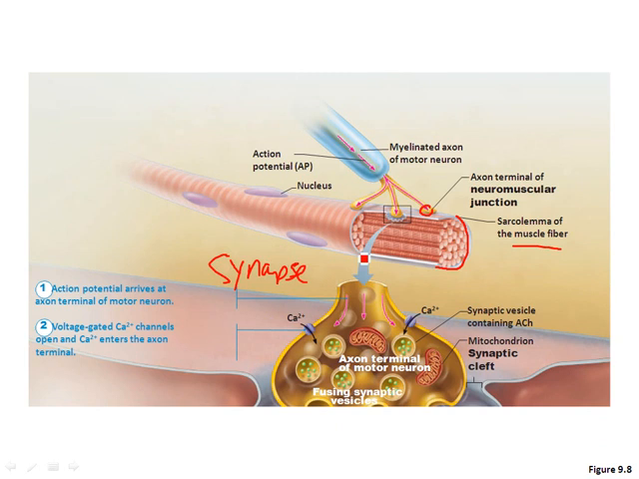All right, so first step, your action potential arrives at the axon terminal. So here comes your action potential, arrives at the end. That stimulates voltage-gated calcium channels to open. Calcium flows into the axon terminal. That causes these synaptic vesicles that contain acetylcholine to fuse with the membrane and release acetylcholine.